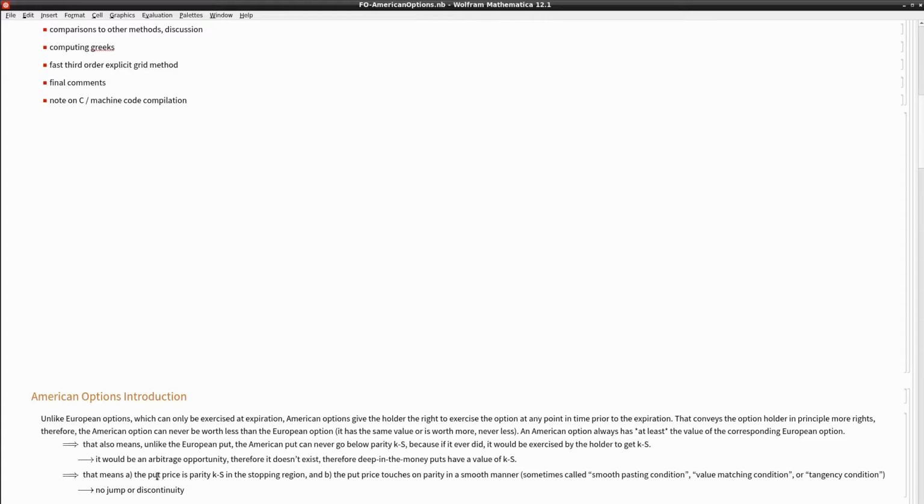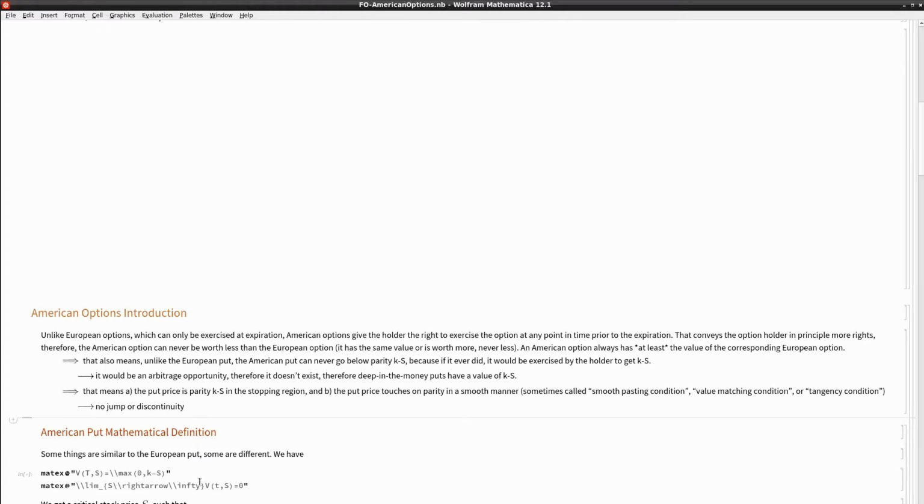So that means the put price is parity K minus S in the stopping region, and the put price touches on parity in a smooth manner. We cannot have any discontinuities here. And this is sometimes called the smooth pasting condition, or the value matching condition, or the tangency condition, right? We don't have any jump discontinuities here.